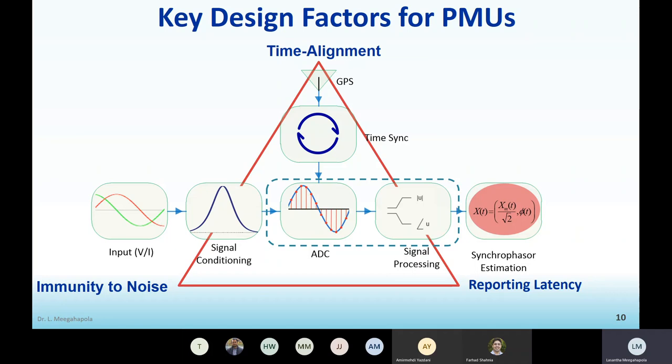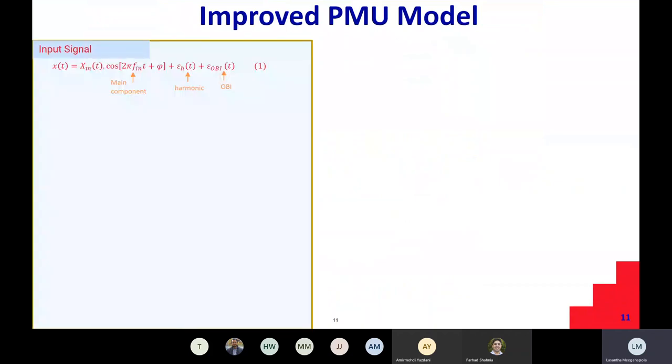So what we did was we took the standard model given in IEEE standard C37.118, which has now been superseded by IEC/IEEE 60255-118, and developed an improved model. The basis of improving that model was to isolate the fundamental component and then properly capture the fundamental phasor.